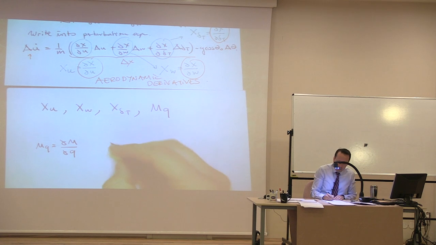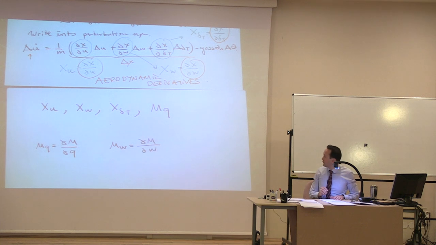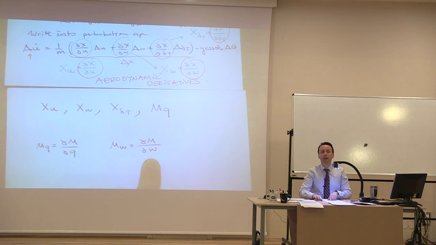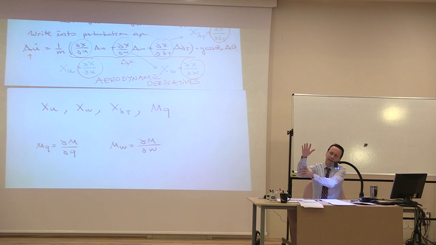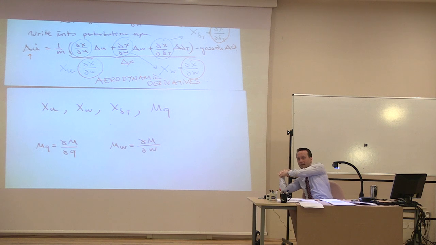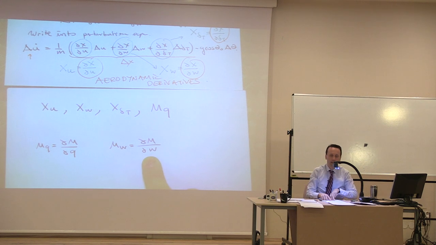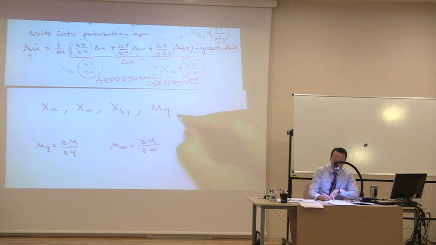How about MW? Del M del W. Moment because of angle of attack. So the airplane is like that. You have a large angle of attack. You want to have a moment here or here? Hopefully you have a moment like that, so that you're coming back. Because if you have a large angle of attack and it becomes larger, you get a moment here, the angle of attack becomes larger and more moment. So this is another aerodynamic derivative. MW would be an aerodynamic derivative.